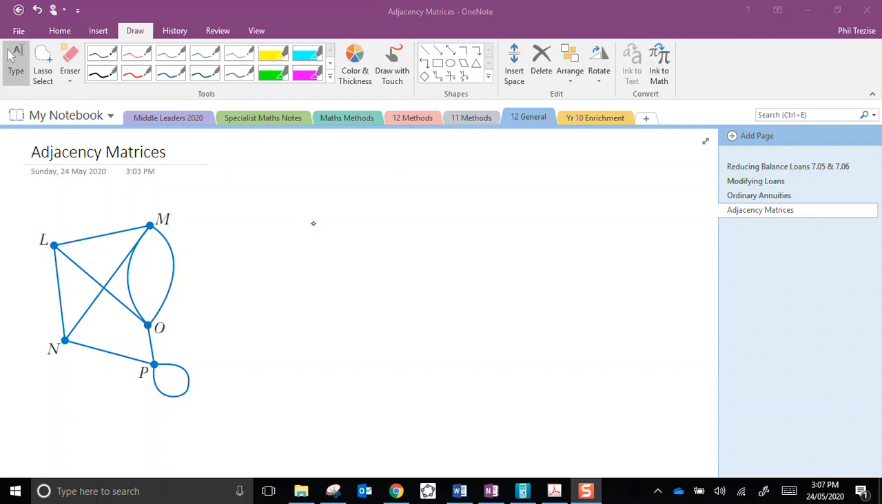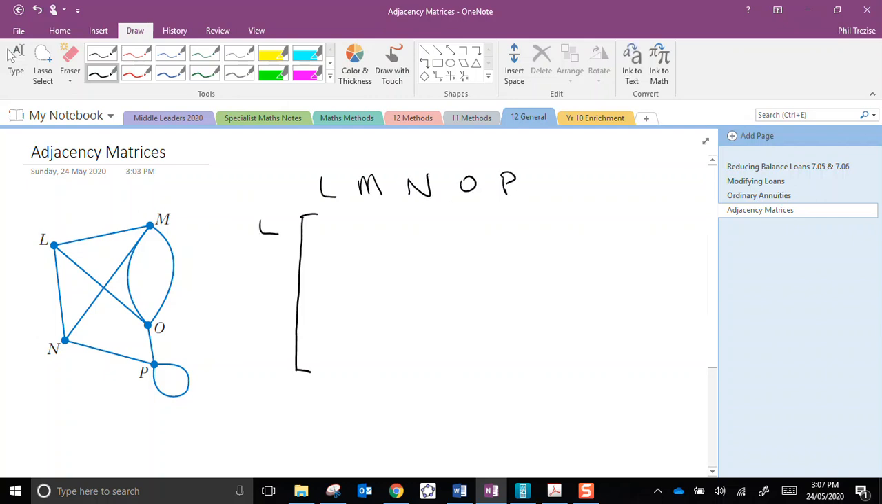Now before we get into this, what we want to do is list the vertices. So we have L, M, N, O, P, and use the same order for the rows. L, M, N, O, P. And every entry in this matrix is going to represent the number of connections or edges between vertices.